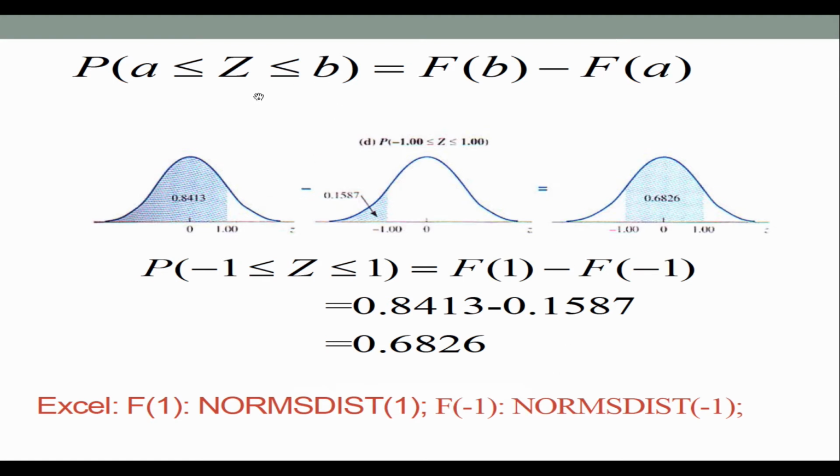Here, I just show you how to calculate the probability of a standard normal random variable between an interval from A to B. This probability can be calculated by the cumulative probability at B minus the cumulative probability for the standard normal random variable at A. Like here, we calculate the probability for a standard normal random variable between -1 and 1. It's just F(1) minus F(-1). And for F(1) and F(-1), you can use this Excel function to get it.